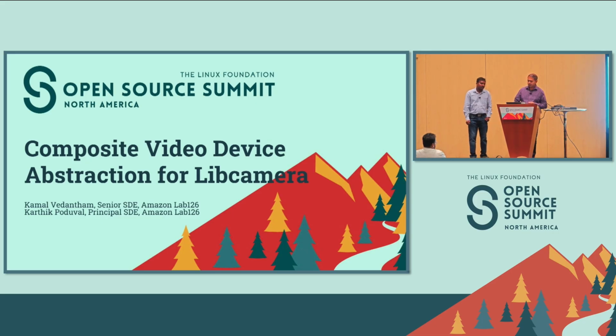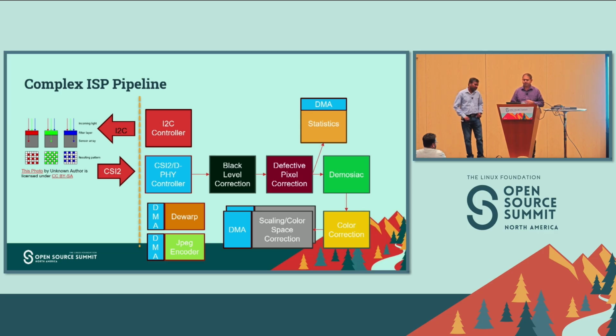Right. So this talk is about a software design that we did for Libcamera. We'll start with the problem statement as to why we designed something like that, then what the other design choices were, and then start explaining more about this design. So let's first start with an ISP, a complex ISP.